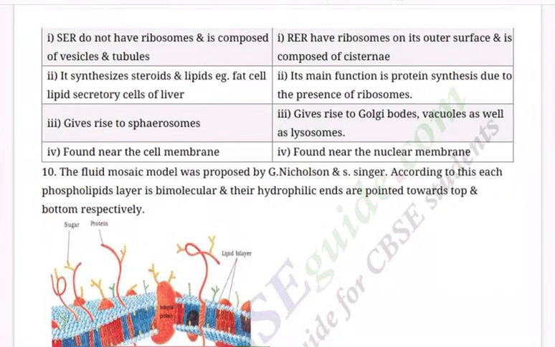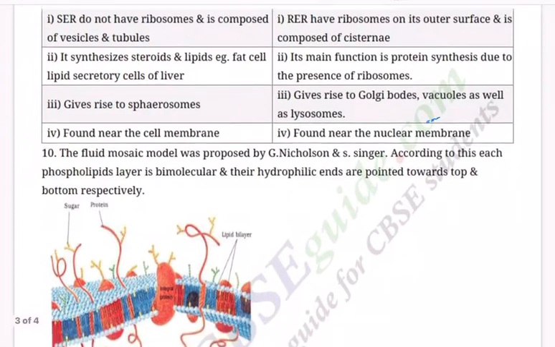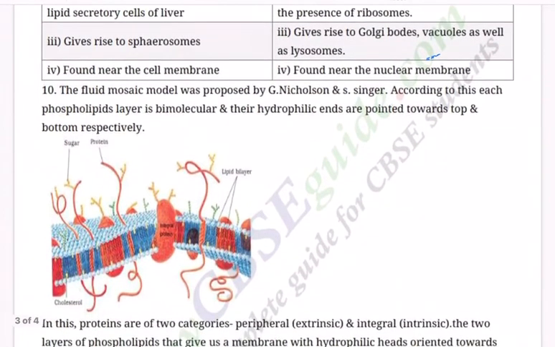And SER is found near the cell membrane. RER is found near the nuclear membrane. These are the very important differences between SER and RER. Then comes the mega question and a very important question, an expected question from this chapter. The fluid mosaic model was proposed by Singer and Nicolson, Singer and Nicolson, it is famous.